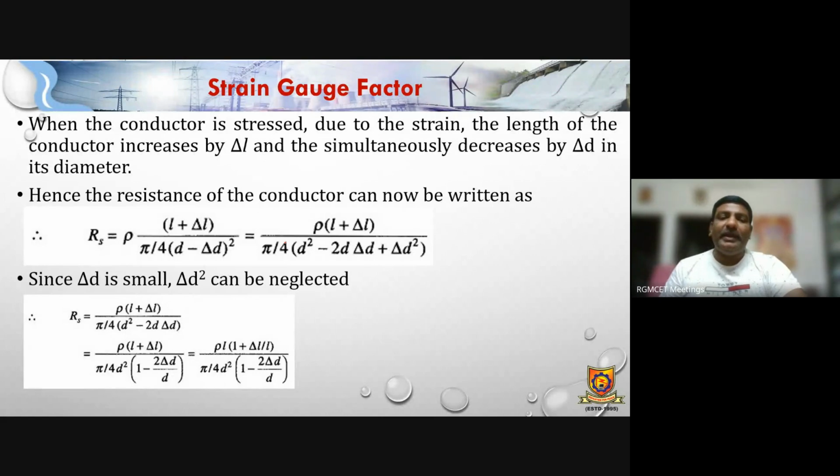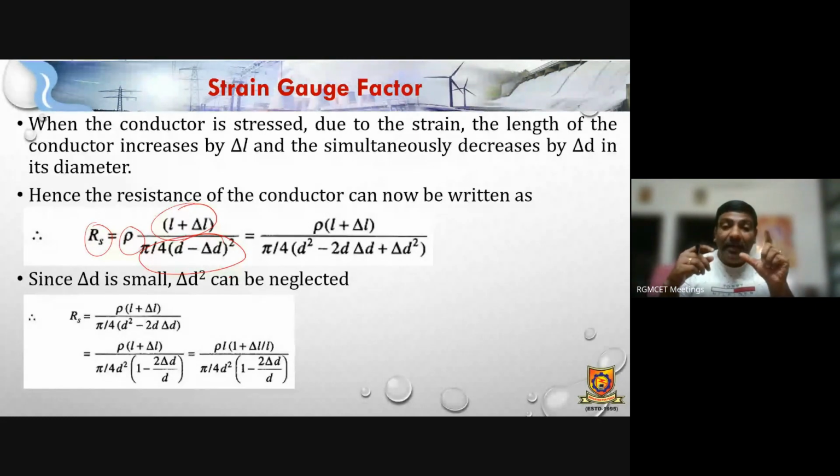So R equals rho L by A, where R is the resistance, rho into L, and L becomes L plus delta L. A is the cross sectional area of the conductor. Initially L by A is the factor. Now what is L and what is A? L is L plus delta L, and A is pi by 4 into D minus delta D square, because as the length increases, the diameter will decrease. So that D minus delta D will be the factor.